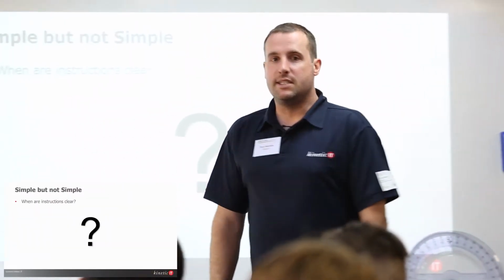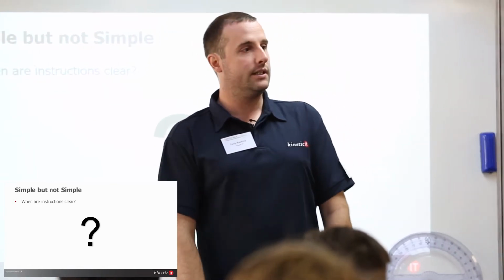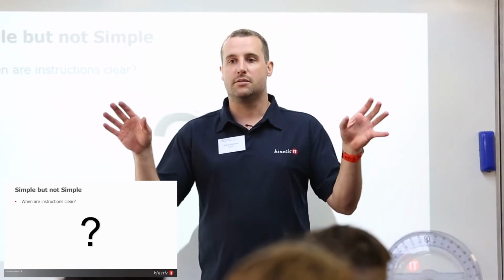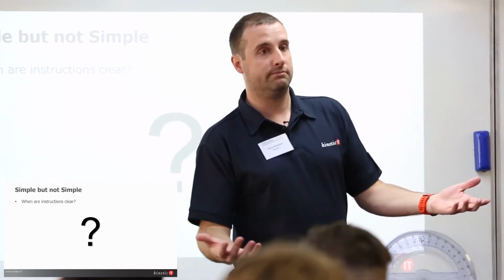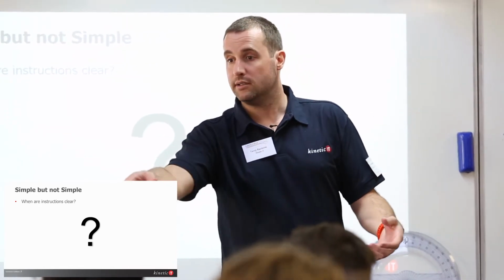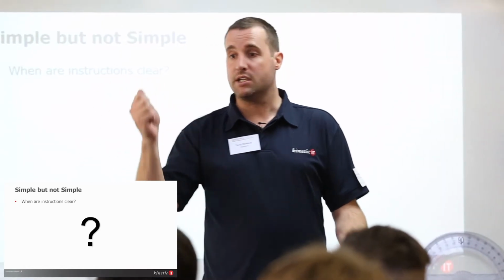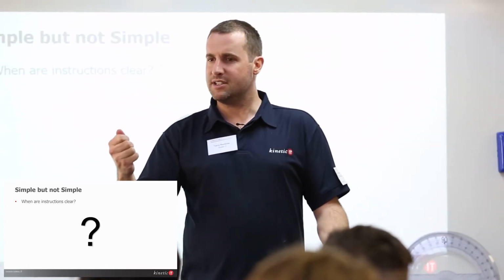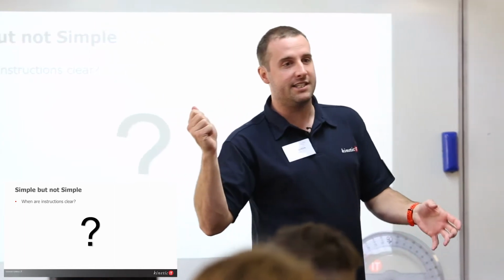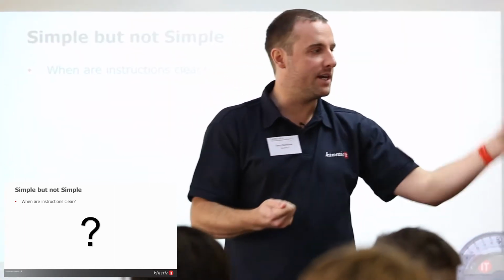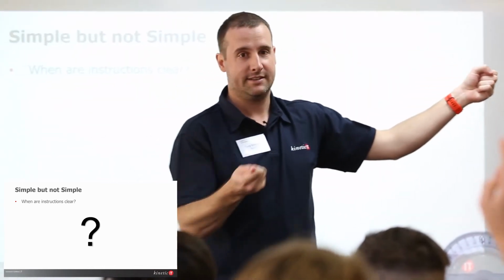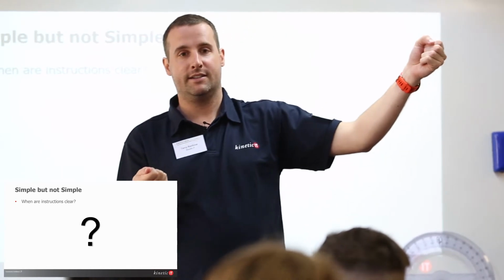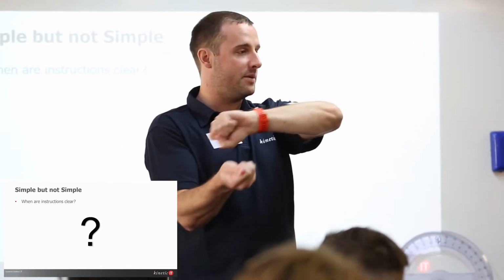When are instructions simple but not simple? I want to brush my teeth. What's the first thing I need to do? Pick up a toothbrush. Brush, the hairbrush, toilet brush, toothbrush. Right, what's the second thing I need to do? Grab the toothpaste. What's next? Open the lid. Opening the lid. What's next? Move the toothpaste over to your hand. Over to my hand. Good.